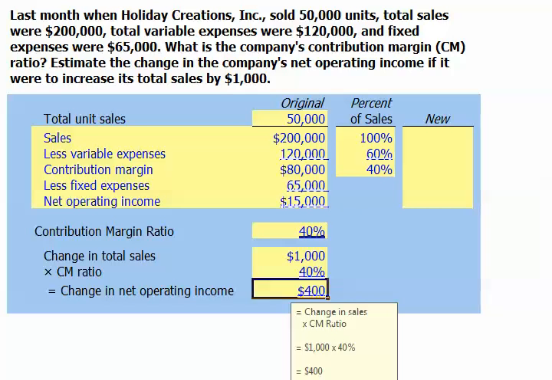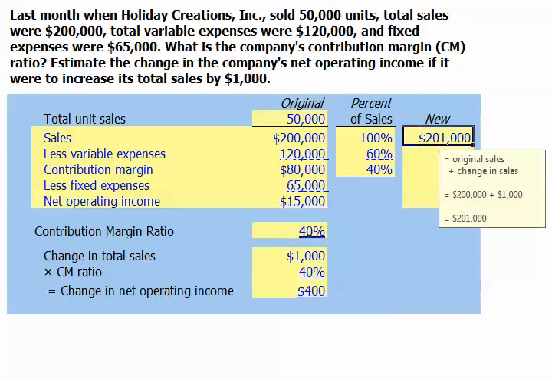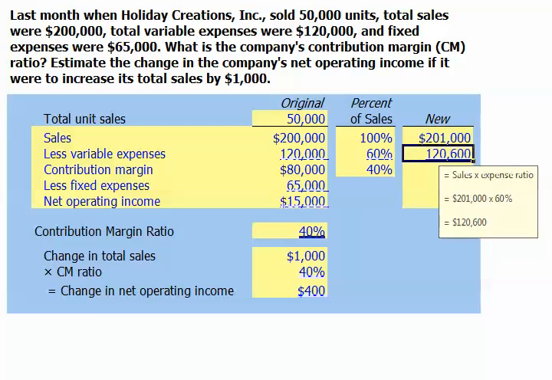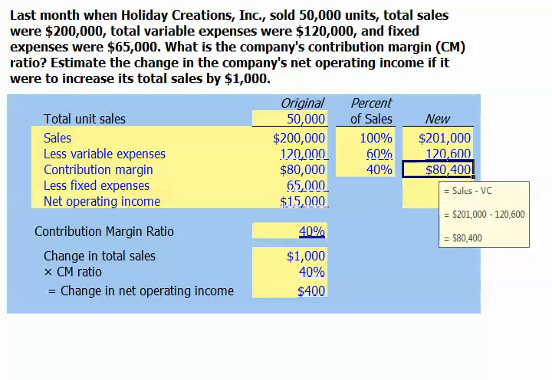We can confirm this by preparing a new income statement. If sales increase by $1,000, our new sales will be $201,000. Our variable expenses will be $120,600. This is our $201,000 in sales multiplied by 60%. This means our contribution margin is $80,400, which is simply our sales minus our variable cost.